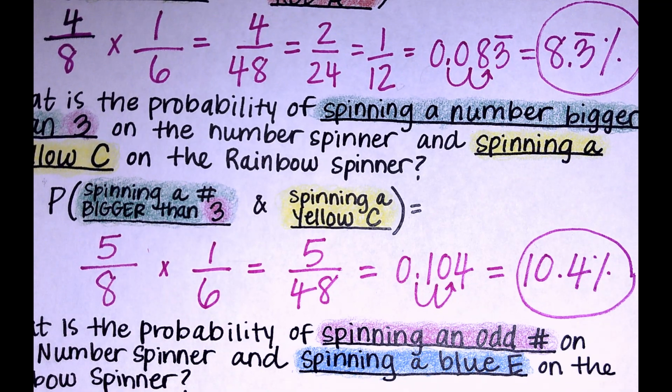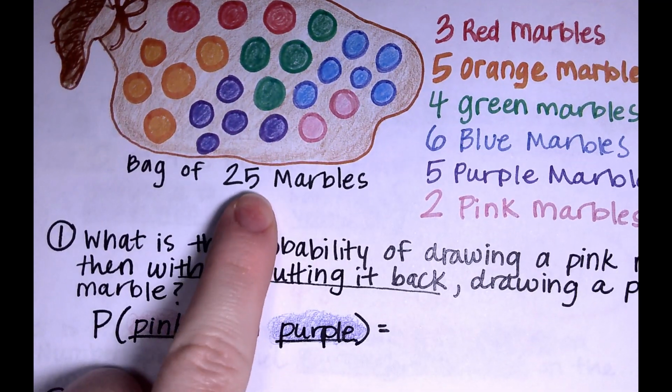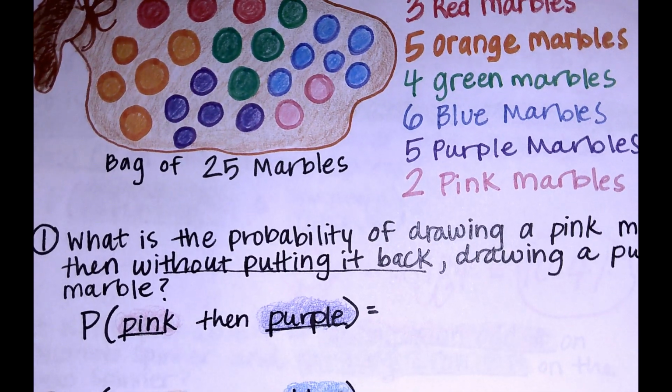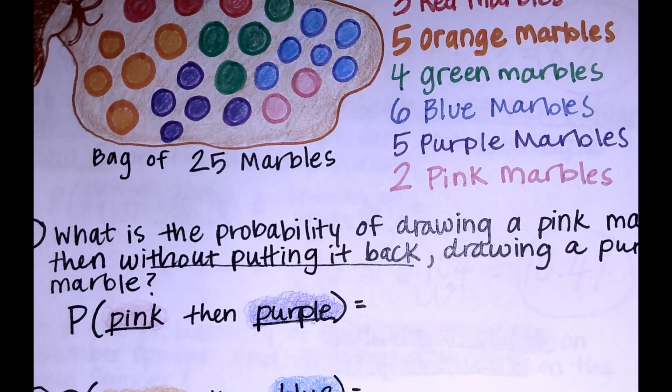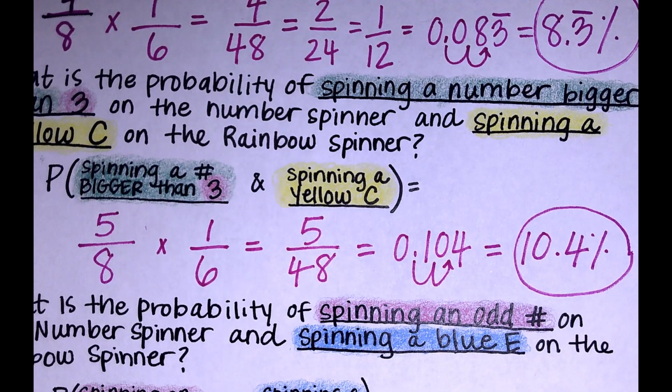When we get to the dependent events here, it's like we're starting with a total of 25 marbles. That'll be our number on the bottom. But after we take 1 marble out, then the number changes on the bottom. Yes. Okay, now that's a good question. Any other questions before we go to number 3? That's why I forgot to multiply them. I gotcha.